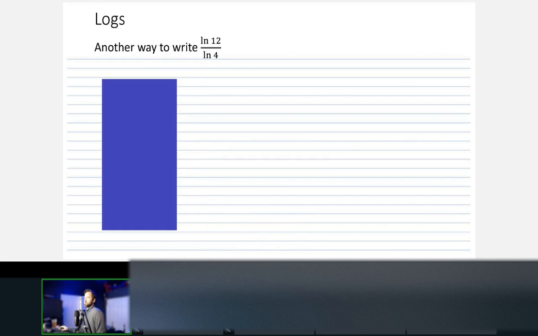All right, more logs. What's another way that we can write natural log 12 divided by natural log 4? By the way, there is an infinite number of possibilities.